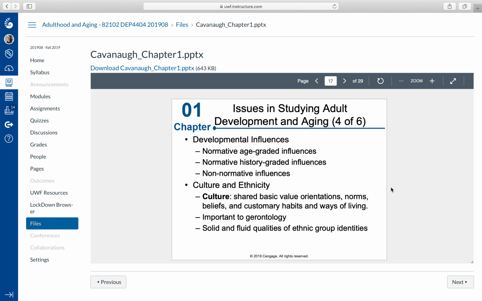Some other normative history graded influences can also be particular stereotypes that can be common within a cohort. So people who are a little bit older than us, we all know them. They've got unique biases or prejudices that really guide their behaviors. And us, as a generation younger than them, we don't quite understand it, and we certainly don't practice some of them. All right, so those are all history graded influences.